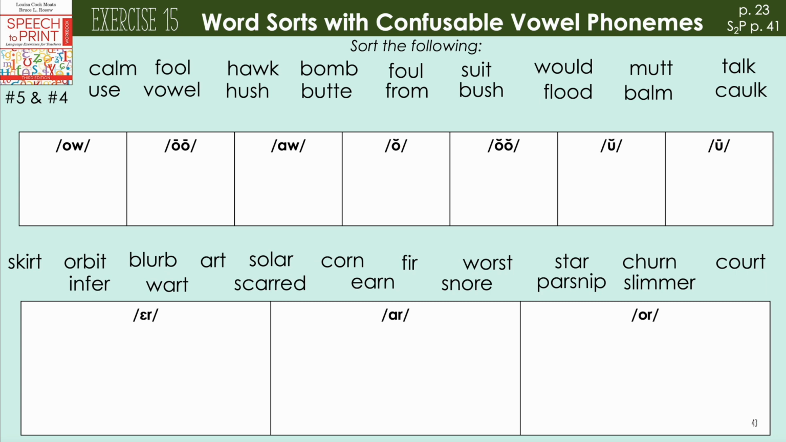Go ahead and pause the video for now and sort those out into your ow, your oo, your aw, your ah. These are so slight. It's so hard to get them nice and clear on the computer. I'm going to try one more time. You have ow, you have oo, aw, ah, and down here is r, and or.